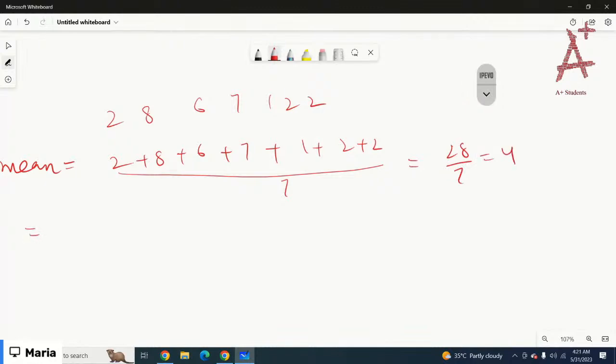Okay, let's just calculate. 2 minus 4 is 2. 8 minus 4, 4. 6 minus 4, 2. 7 minus 4, 3. 1 minus 4, 3. 2 minus 4, 2. 2 minus 4, 2. Okay, I've subtracted and calculated their absolute values. Now I'm just going to add them. 2 plus 4 plus 2 plus 3 plus 3 plus 2 plus 2.